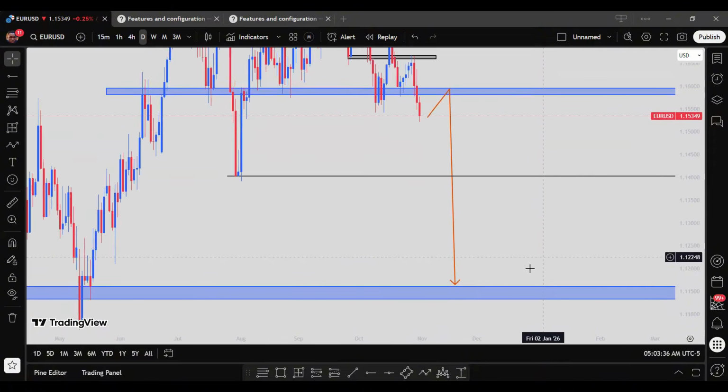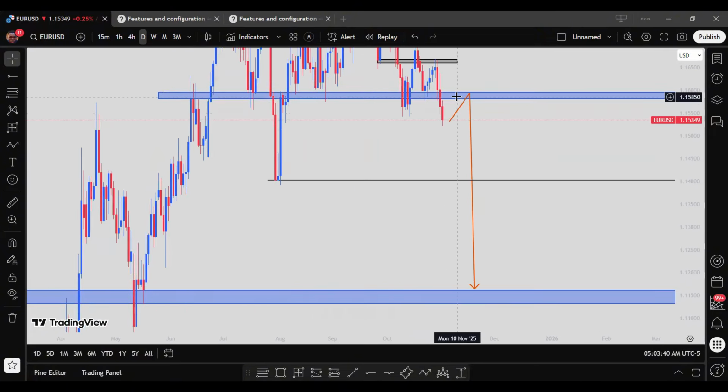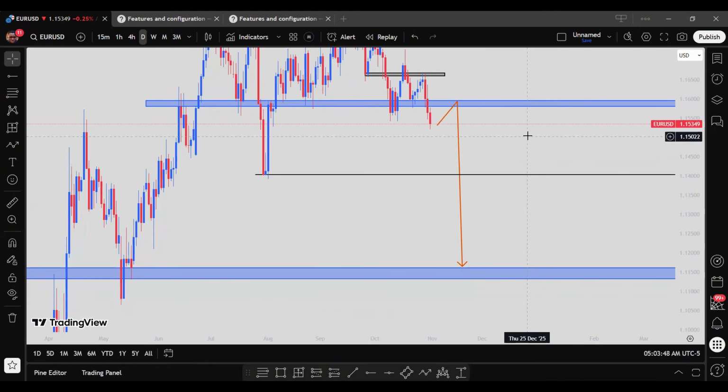So that's just how I'm looking to trade Euro USD. Just a retracement back into here. Just a little pullback into the zone and then a rejection. Then I'll be going into a sell trade. So that's just my outlook on Euro USD.